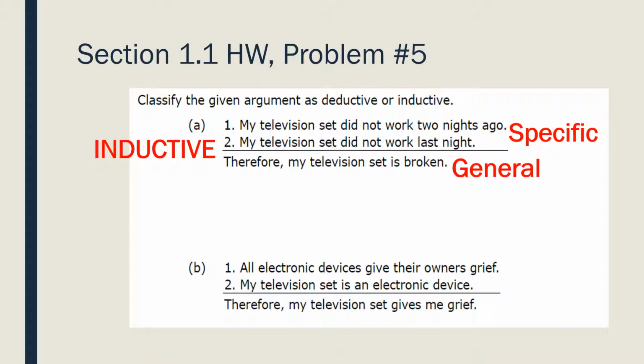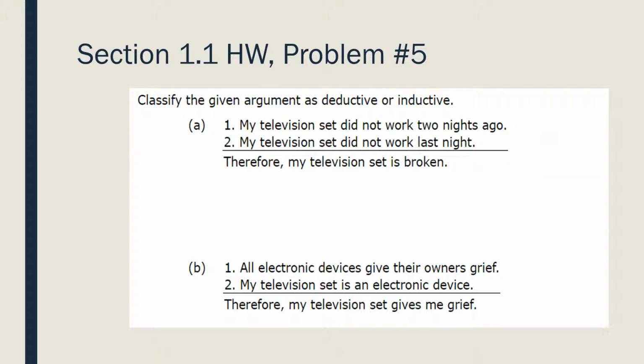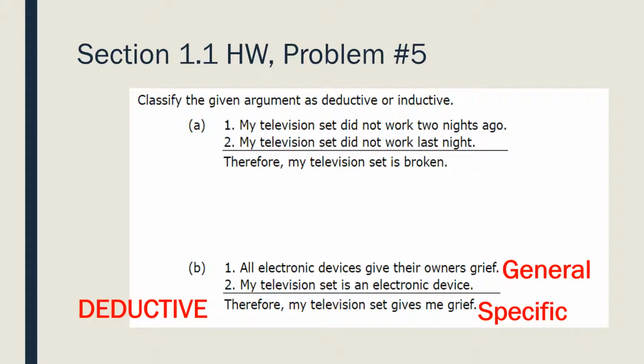Let's look at part B. Part B says, or the major premise is that all electronic devices give their owners grief. My television set is an electronic device. Those are general statements. And the conclusion is that my television set gives me grief. Since I'm talking about my television set, that's a specific statement. So if we're going from general to specific, that's deductive reasoning.